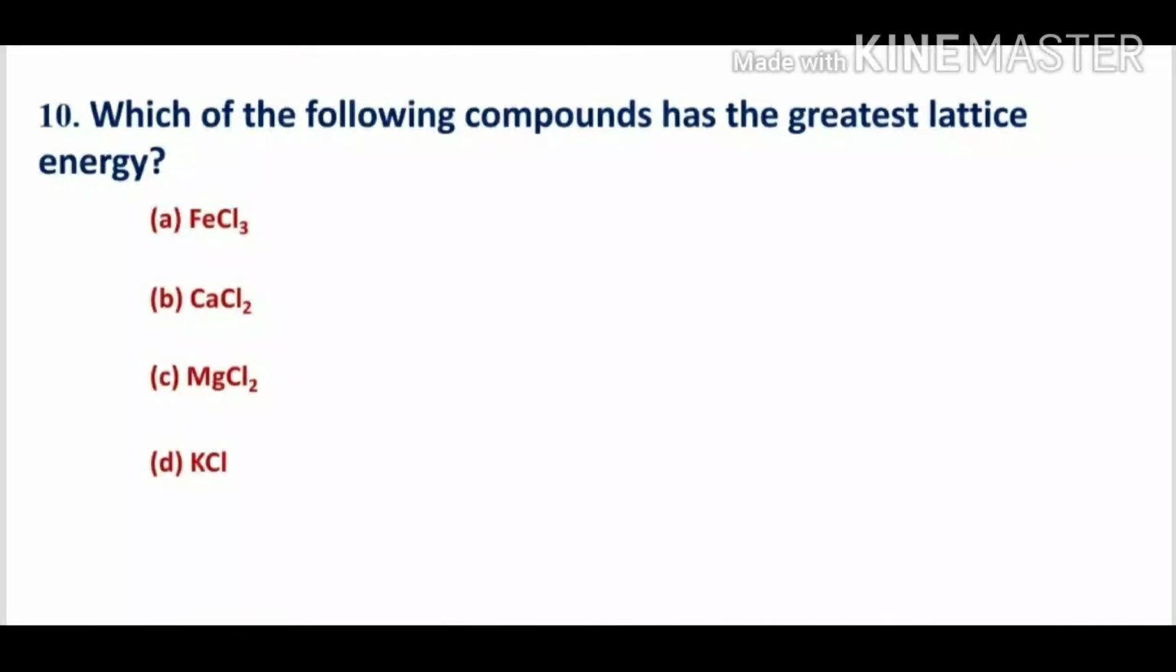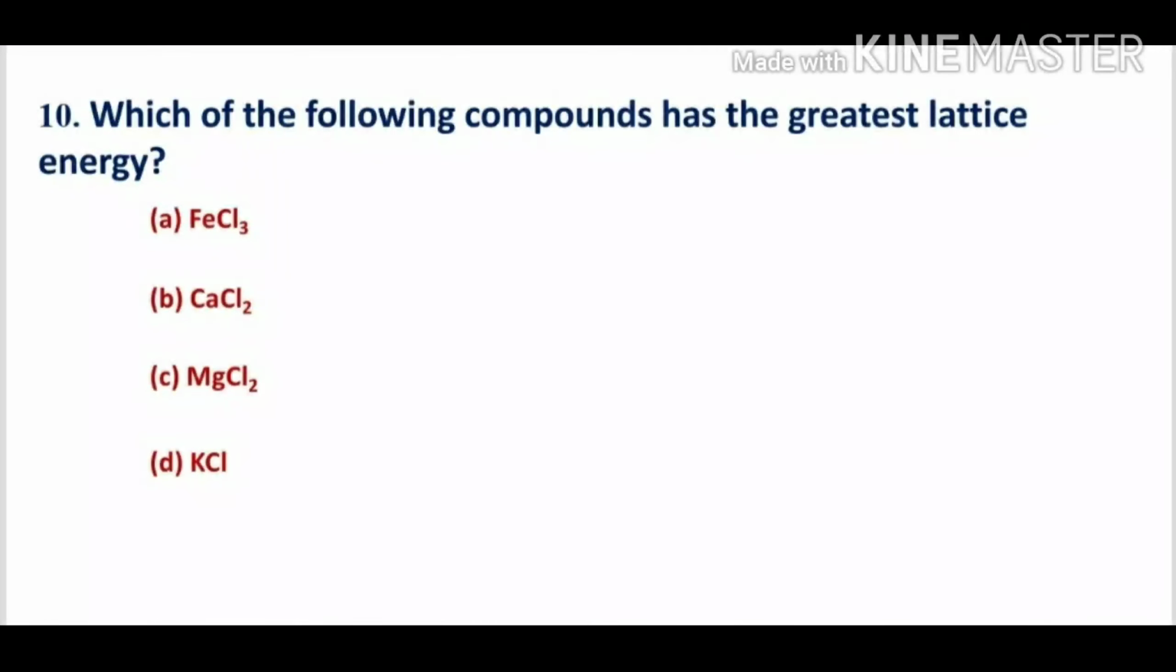Then the last question, question number 10. Which of the following compounds has the greatest lattice energy? Option A, ferric chloride. Option B, calcium chloride. Option C, magnesium chloride. Option D, potassium chloride. Lattice energy is the minimum energy required to completely separate the ions into gaseous form in an ionic solid. Ionic compounds that contain ions with the smallest radii and largest charge will have the largest lattice energy. Ions with smaller radii will be closer to the ions they are attracting and will thus exert a greater force on them, so they have higher lattice energy.